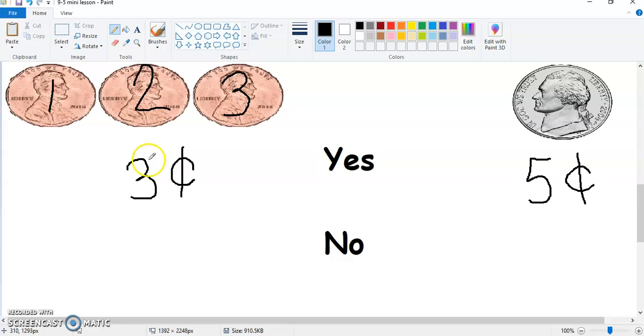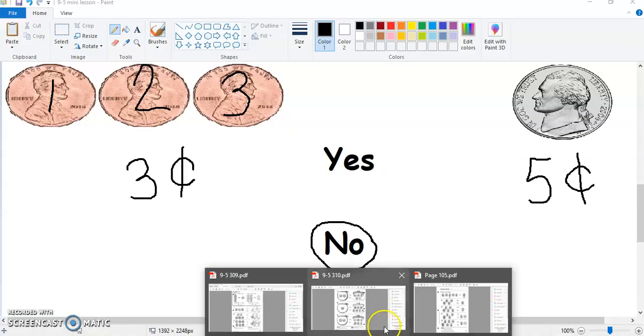Are these the same? Are 3 and 5 the same? No, 5 is bigger than 3. So is this the same? If I had 3 pennies and you had 1 nickel, would we have the same amount of money? No way. So we're going to circle no for no way.